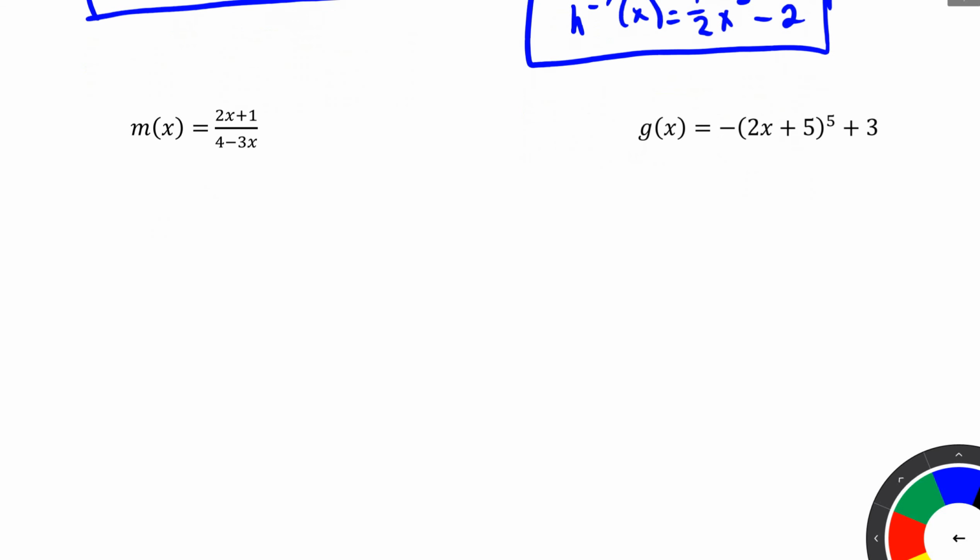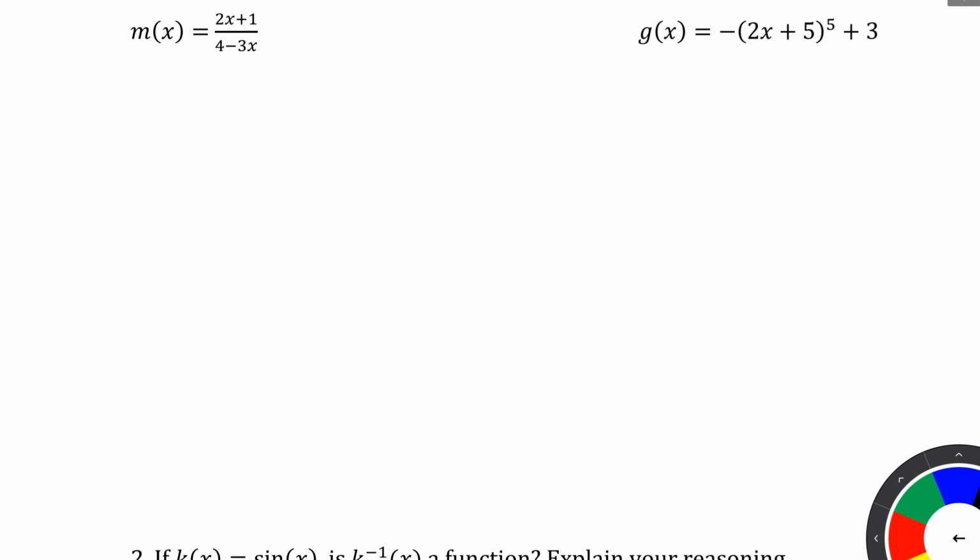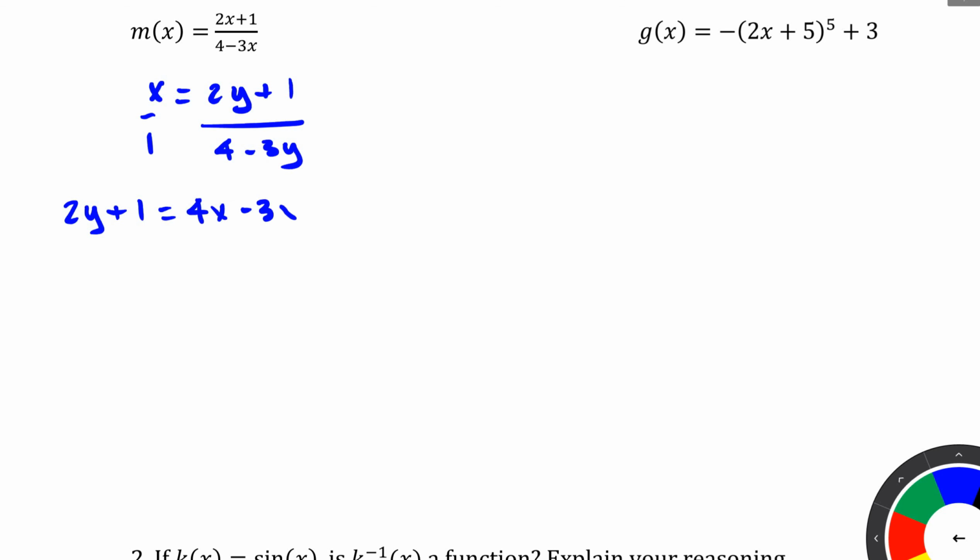Okay. M of x. So if we were trying to do m of x, I would start by switching the x and the y value, and then cross multiplying. So when I multiply anything by 1, it becomes itself. And if I multiply x, it's going to be 4x minus 3xy.